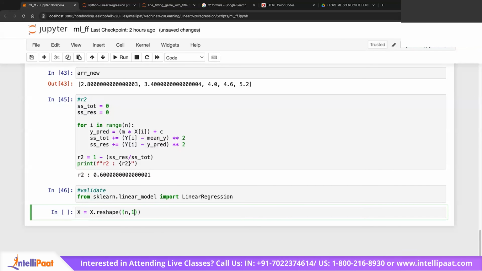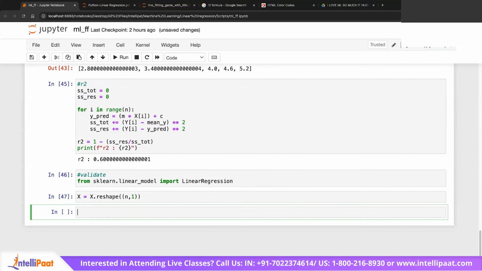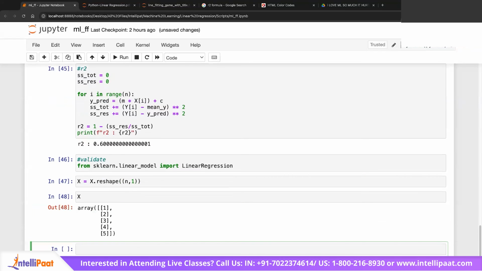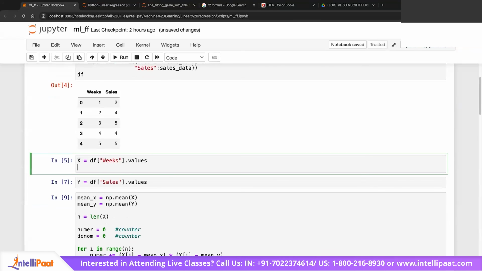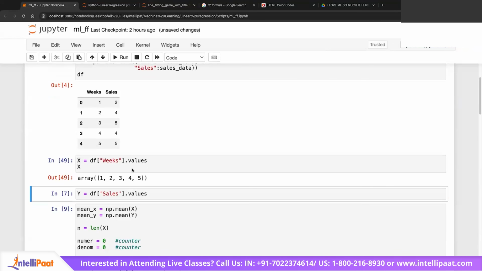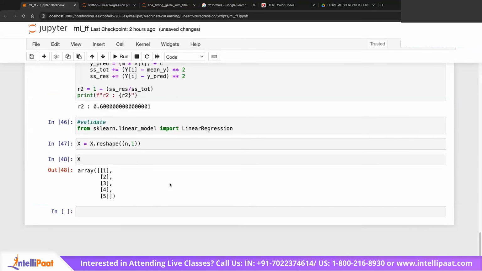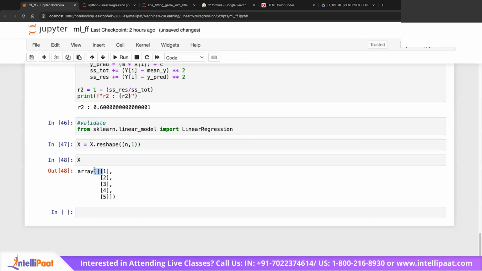What does this do? Do you know what reshape does? N comma 1. The x value was a single array. If I print x here, is it not a one-dimensional array, one bracket open, one bracket close? But in sklearn, you cannot run like that. Even if it's a 1D array, it should always be in 2D format. So with this reshaping, I converted the whole thing into a 2D array. Are we clear?